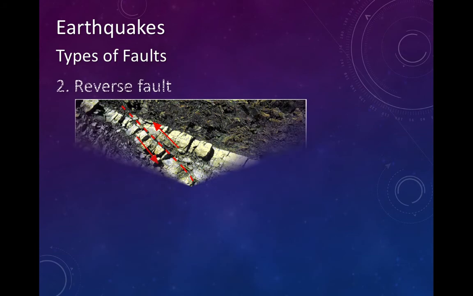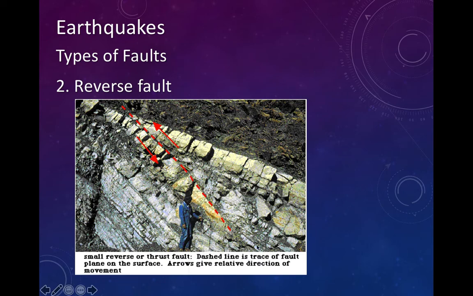Here's a picture of a reverse fault, and you can see this person standing here. This is a small one, and you can see this is the fault plane right here, this dotted line. This right here used to be clear down here. You can see how this got pushed up this direction relative to this one. This one probably actually didn't move any. If it did, it didn't move much. It's more this one getting pushed up over the top of the other one.